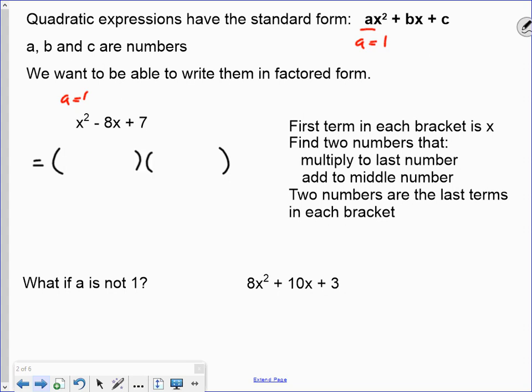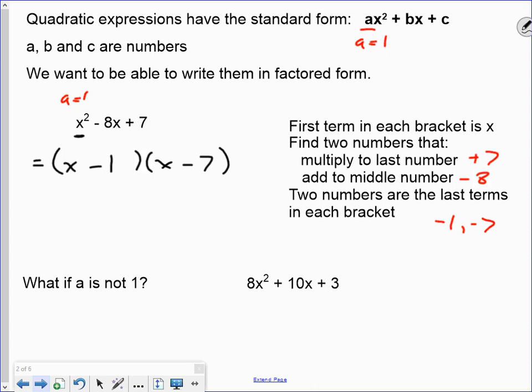And we've developed a method for doing this for simple trinomials. We know that the first term in each bracket has to be an x, because that's going to get us this x squared that we have right here. And then we find two numbers that multiply to our last number, which in this case is positive 7, and add up to our middle number, which is negative 8. So the numbers here would be negative 1 and negative 7. And those two numbers are the last terms in each of our brackets. So this would be x minus 1, x minus 7.